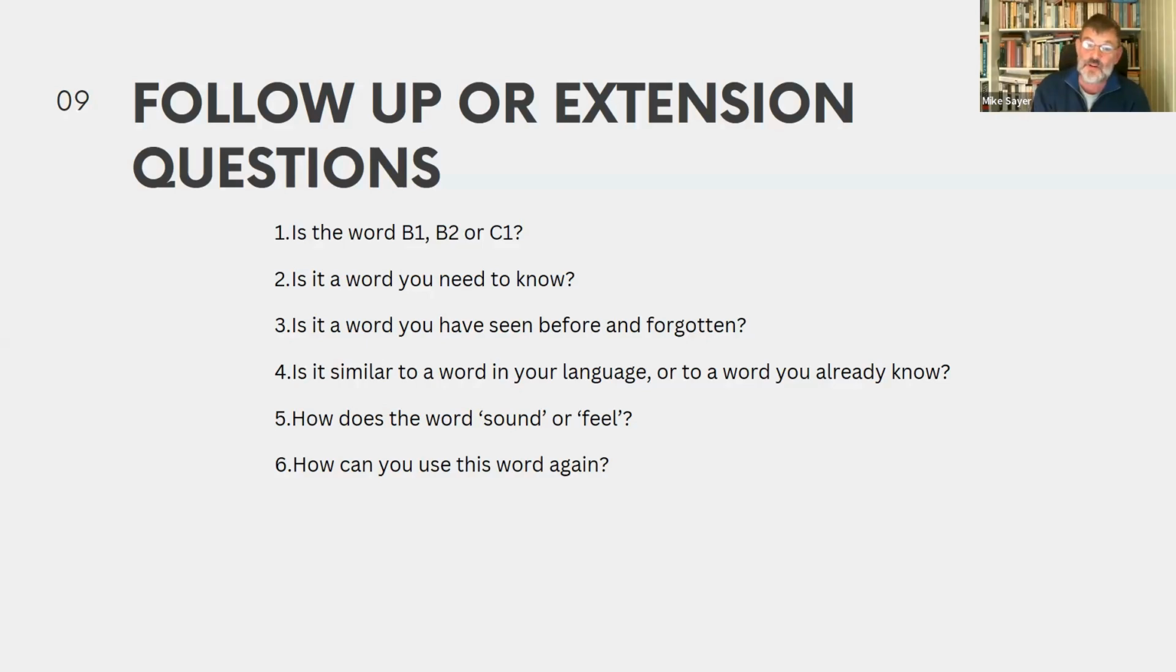Number 4, is it similar to a word in your language or to a word you already know? I kind of asked that question already. How does it sound or feel? And my final question, how can you use this word again? Or do you want to use this word again? Okay, so that's it. I've run out of my time, rattled on.